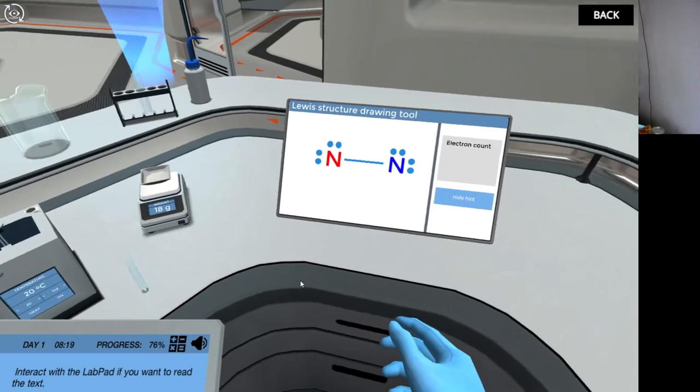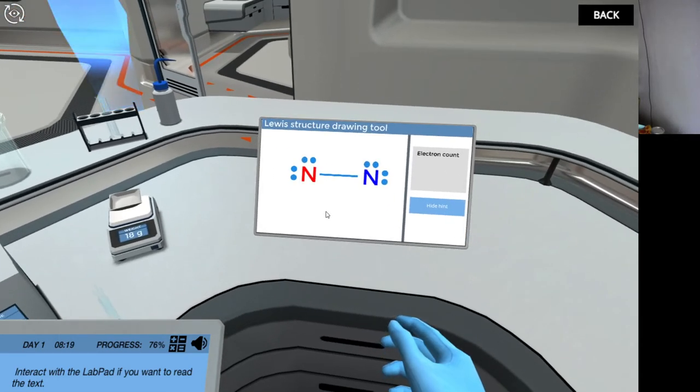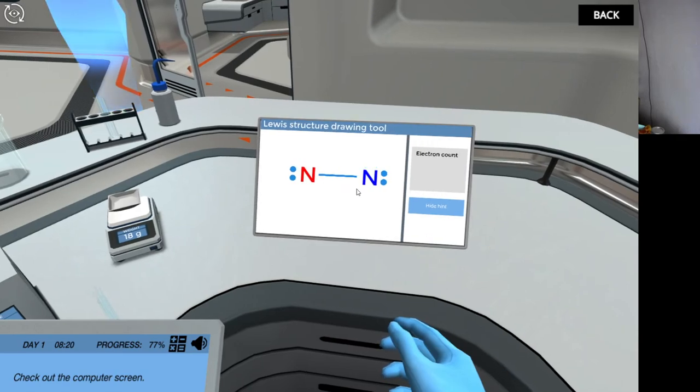Here's another example. Build the Lewis structure for N2, the most common gas in our atmosphere. Steps 1 to 4 have already been completed. All you need to do is step 5. Click on the screen. That's it. Well done.